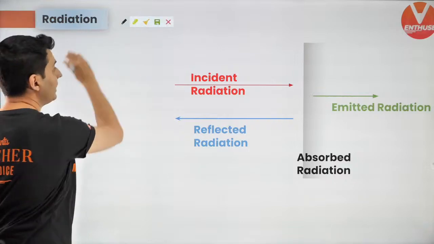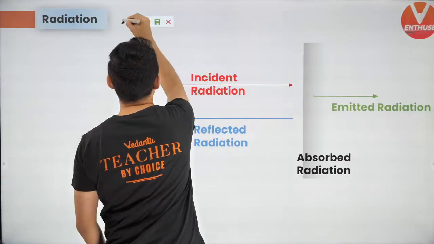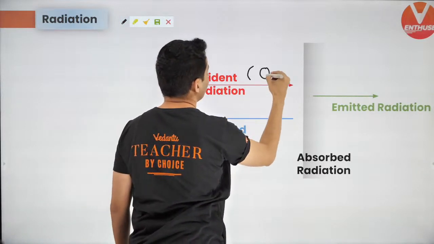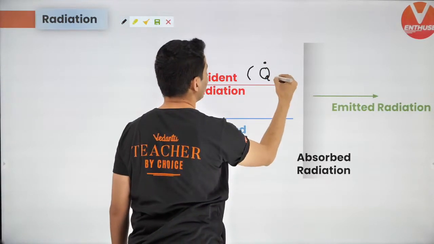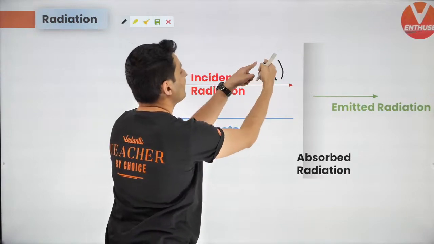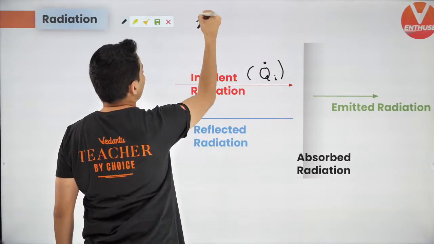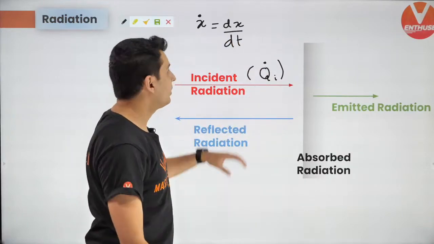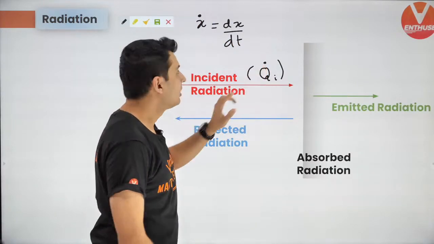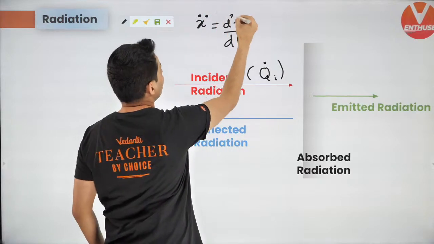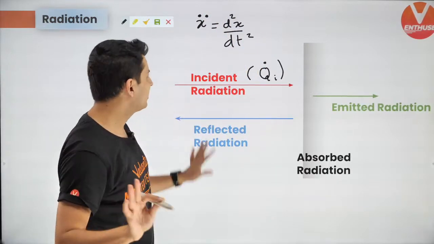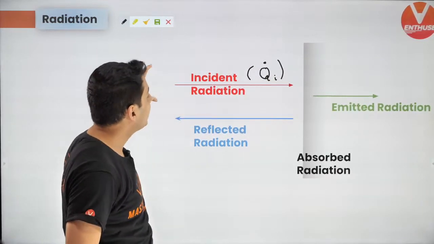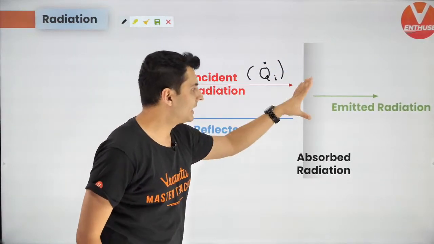Concentrate now, everyone. Radiation falls on something. Let's say the incident radiation is Q dot I. If you're wondering what this dot is, X dot is dx by dt. That's just a short form of derivatives. If it is double dot, then it is the second derivative. So don't get scared. Now, Q dot I means the rate at which energy comes inside.